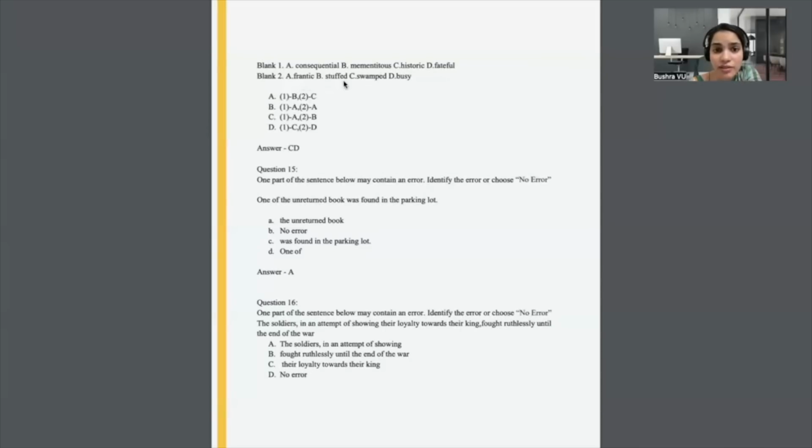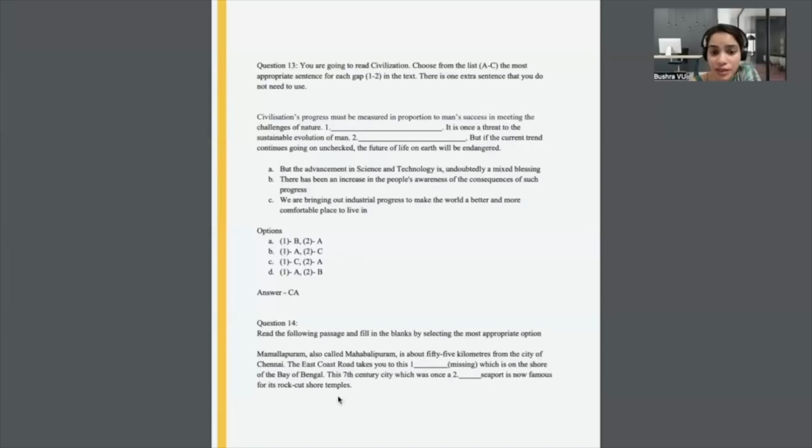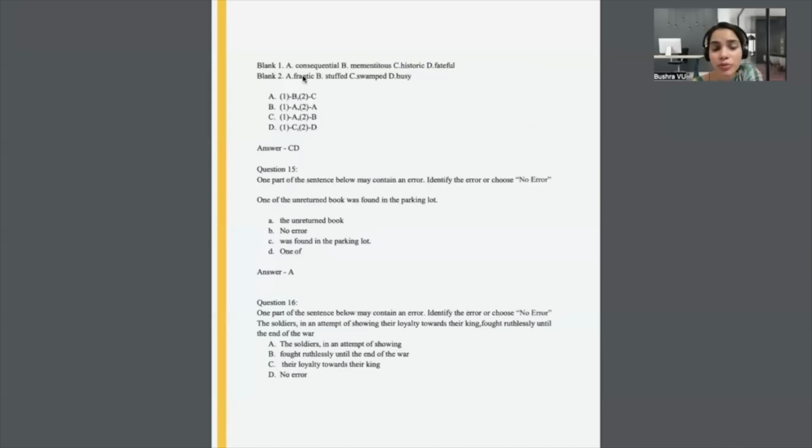Frantic, stuffed, swamped, busy. Okay. This 7th century city, which was once a dash seaport. We're talking about a seaport. What can a seaport be? Can it be frantic? Can it be stuffed? Can it be swamped? Can it be busy? A seaport is going to be busy. So that's why the correct option is D.